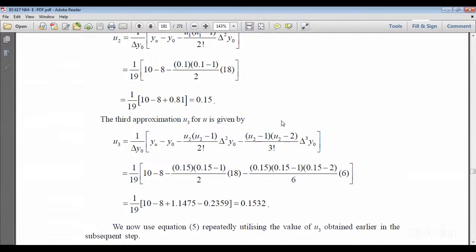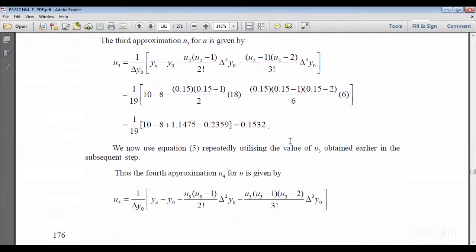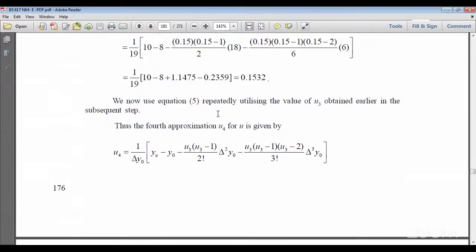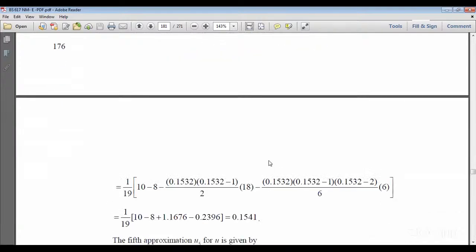Now find the third approximation u3 for u, given by 1 by del y naught times (y u minus y naught) minus u2 (u2 minus 1) by 2 factorial del square y naught minus u2 (u2 minus 1)(u2 minus 2) by 3 factorial del cube y naught. The simplification is 0.1532. We now use the equation repeatedly, using the value of u3 obtained earlier in the subsequent step. First, the fourth approximation u4 is given by 1 by del y naught times (y u minus y naught) minus u3 (u3 minus 1) by 2 factorial del square y naught minus u3 (u3 minus 1)(u3 minus 2) by 3 factorial del cube y naught. So all the values we are substituting here.